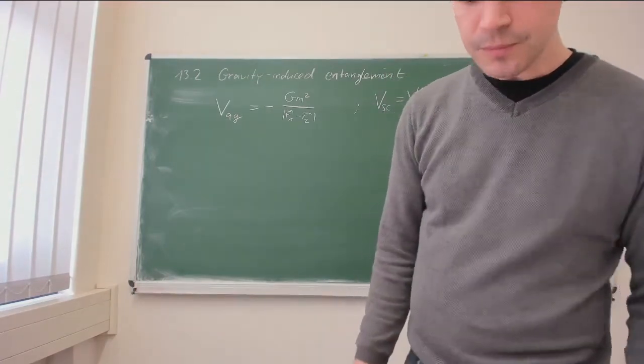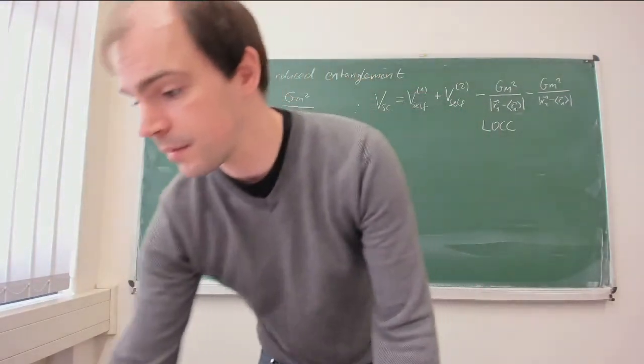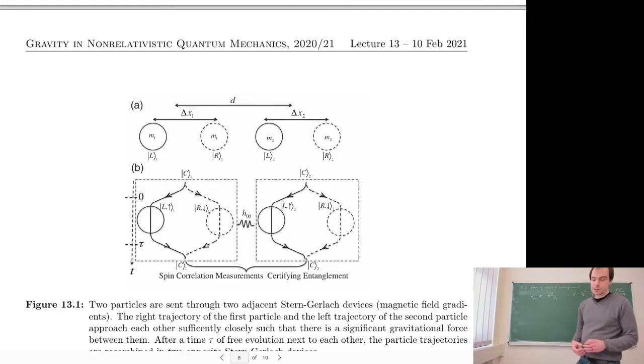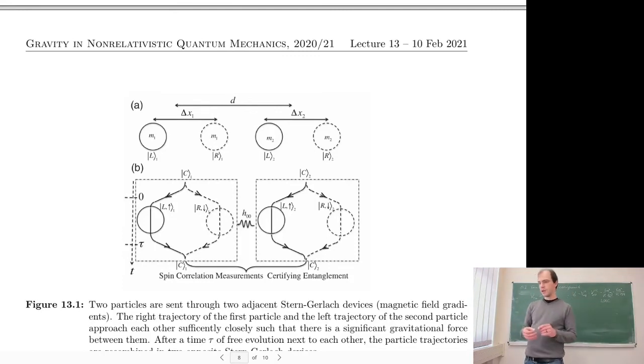So now, if we want to exploit this, I have to show you the picture. Here you see the experiment that was proposed in 2017. We take two particles with spin 1/2. We send each of them through a Stern-Gerlach device, so basically an inhomogeneous magnetic field, in which they are split up into a superposition state. So the first particle is split up in the state left with spin up and right with spin down, and the same for the second particle.